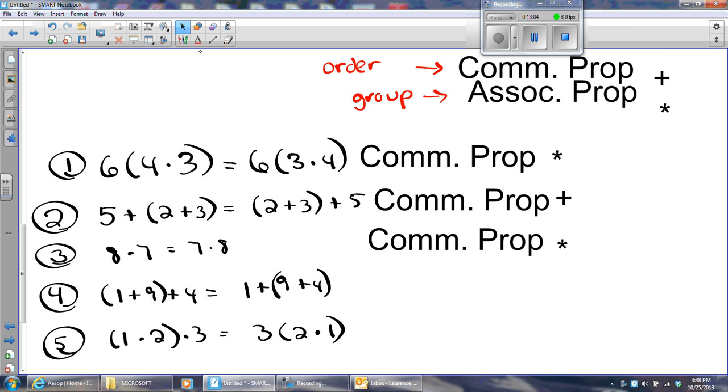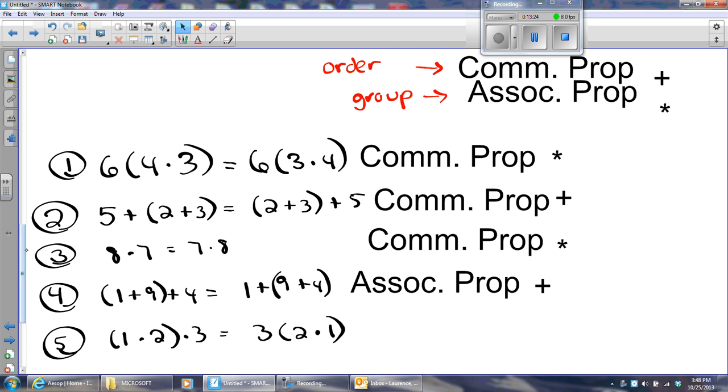All right. This one here, I have a group. I have the numbers 1, 9, and 4. 1 and 9 are grouped. Here I have the numbers 1, 9, and 4 in the same order, but the 9 and 4 are grouped together. That would be the associative property because the grouping changed. The grouping is not the same. I have different numbers in the group.